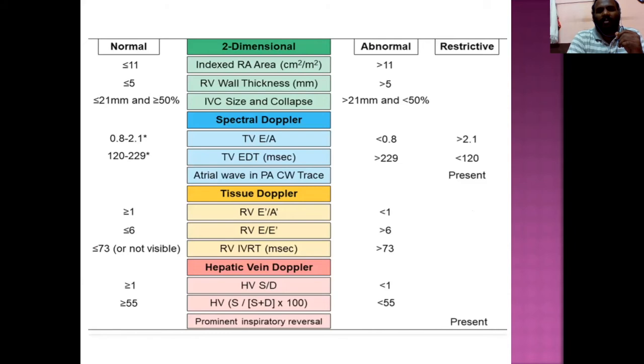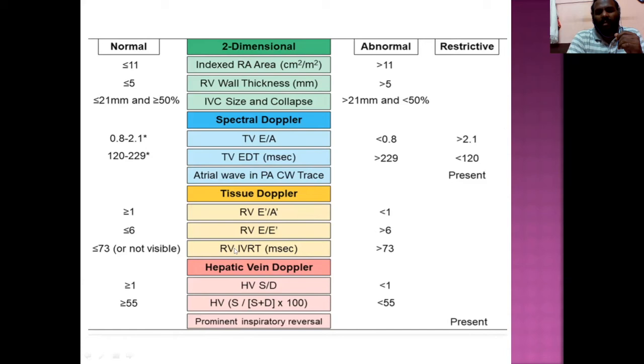So these are the values that are measured, which include the RA dimension, the RV volume, the E by A ratio, E prime, and all these things. These are the normal values. When the RA area is more than 11 centimeters per meter square, or the tricuspid valve E by A ratio is more than 2.1, or the RV E by E prime is more than 6, all these things tell you that the mean right atrial pressure or the RV filling pressures are increased.